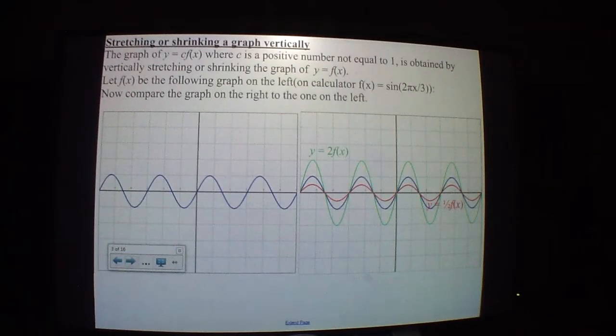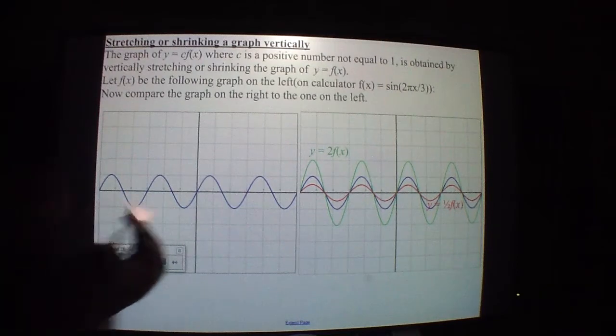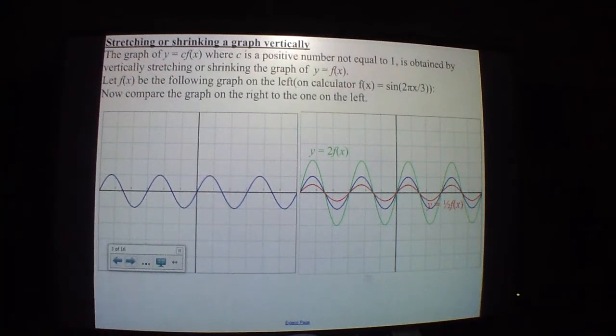So here is a graph. And you don't need to know that this graph is f of x is equal to sine of 2 pi x over 3. You don't need to know that. But if you want, type it in your calculator, and this is what you'll get. Okay?